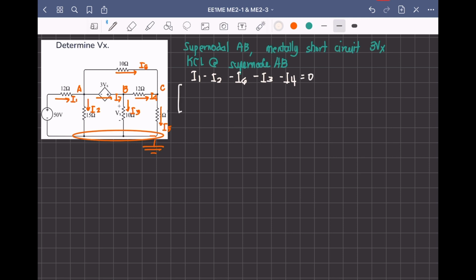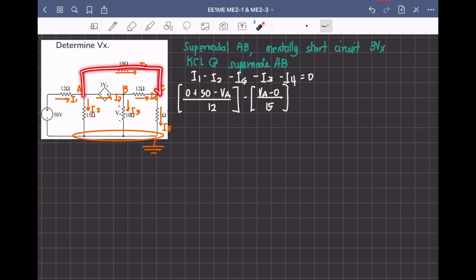After that, get the Ohm's law expressions of the following. So, for I1, that is 0 plus 50 minus VA all over 12 ohms. Di ba? 0 plus 50 minus VA all over 12 minus I2. So, for I2, that's VA minus 0 all over 15 ohms. This is I2. Next is I6. Ito si I6. Ito pala. From A to C pala siya. So, that would be minus I6, that's VA minus VC all over 10 ohms.